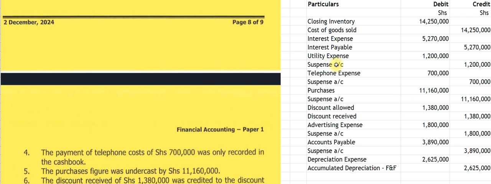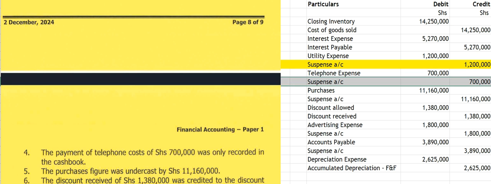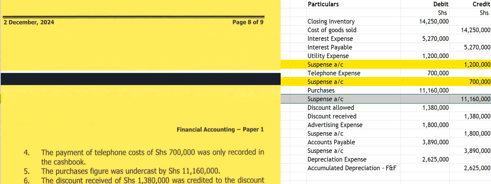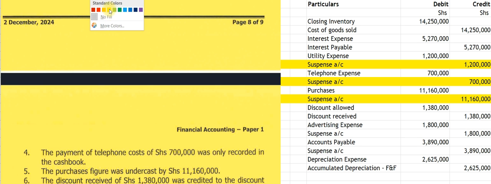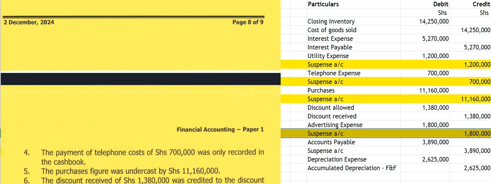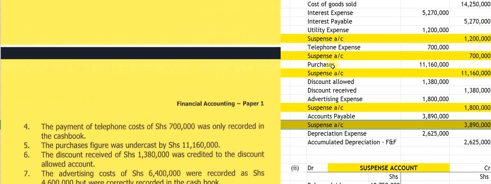After entering the balance, you have to look at the different entries that we have made. You have to get those entries where we have used the suspense account on correction of the error. We have this, this, and this as well. We also have it here, on the advertising expense undercast, and on the payables. So these are the errors where we have used the suspense account on correction.